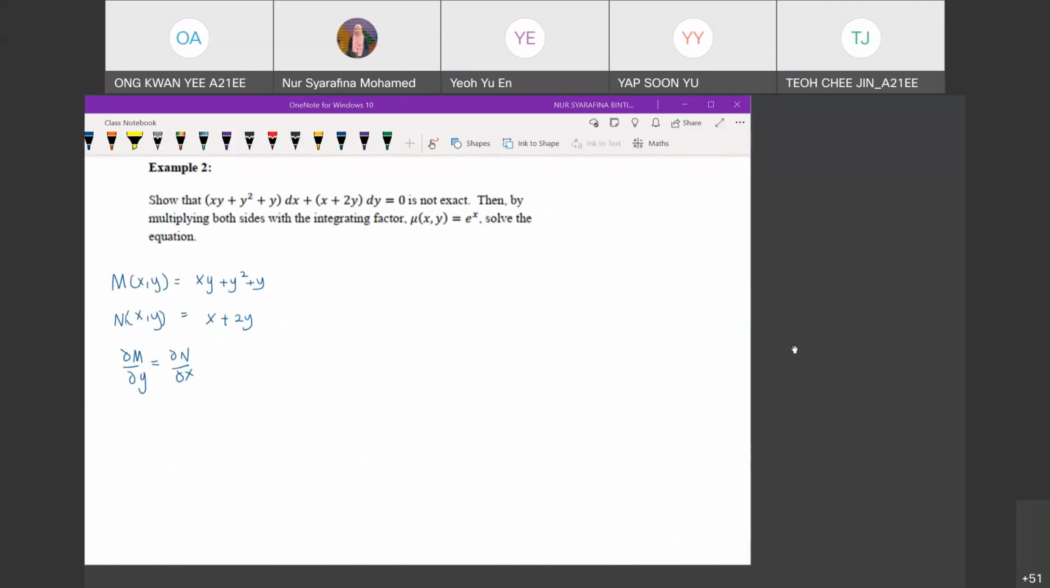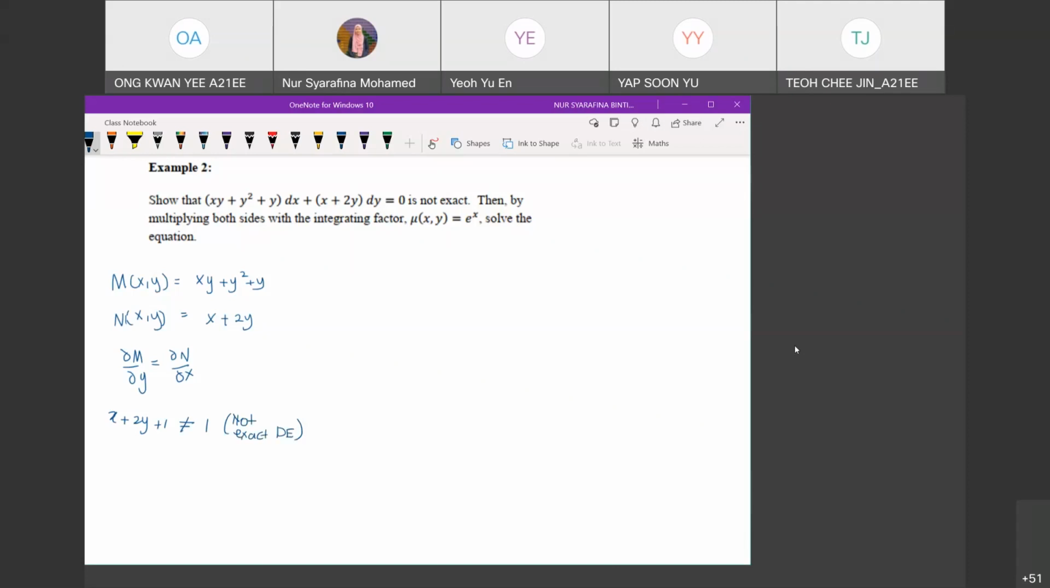What is your del M del y? x plus 2y plus 1. And del N del x? 1. So that means they are not equal. Okay, so it is not an exact differential equation. So how can we find the solution of this non-exact equation?